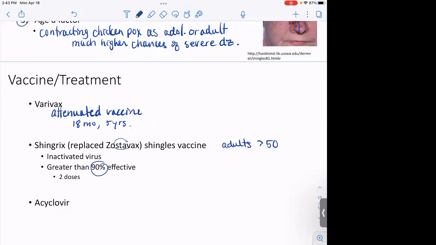If you do get shingles once, you can get it again. Usually not more than a couple times though. So it is possible to reactivate. This is just an inactivated virus. You have to get that vaccine. You have to get it as 2 doses.